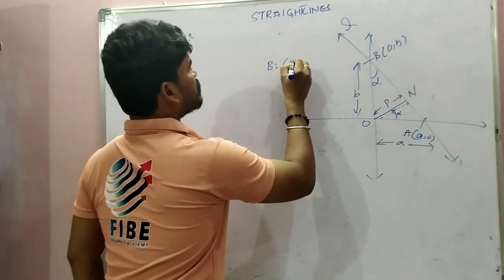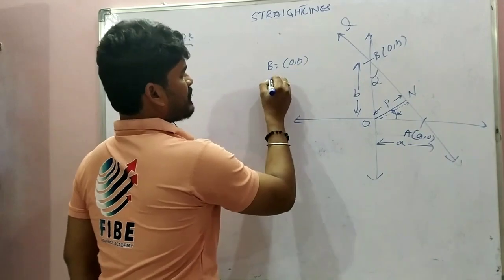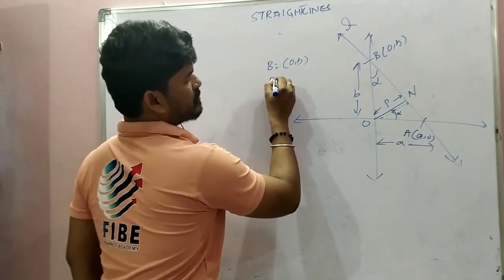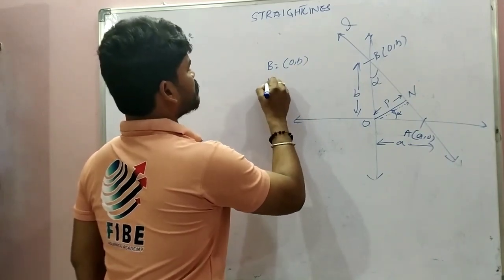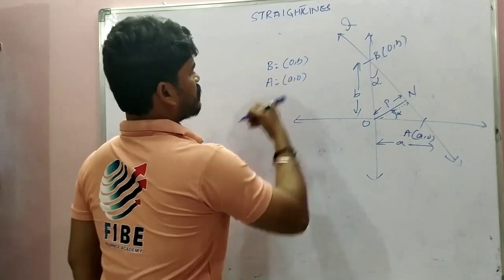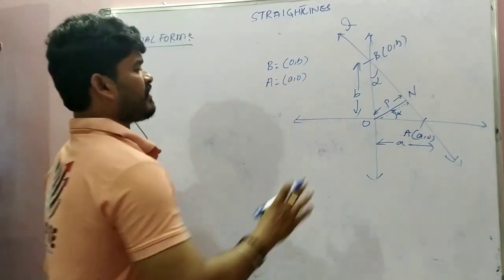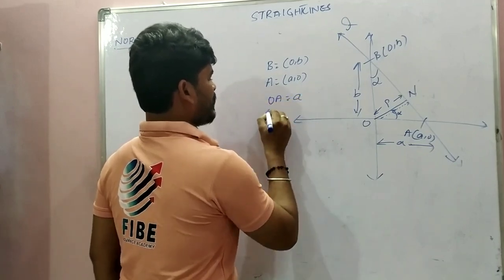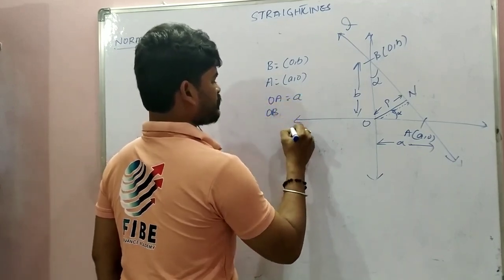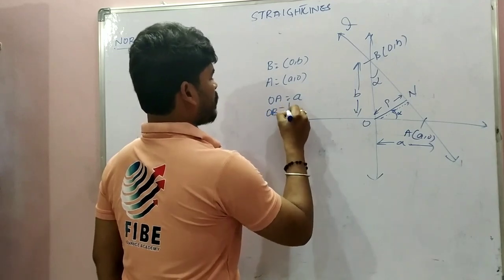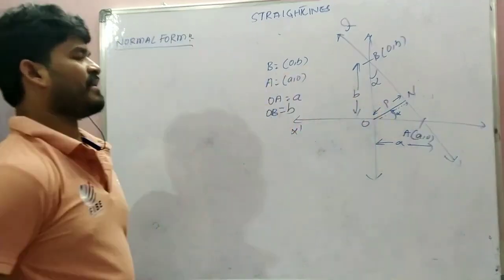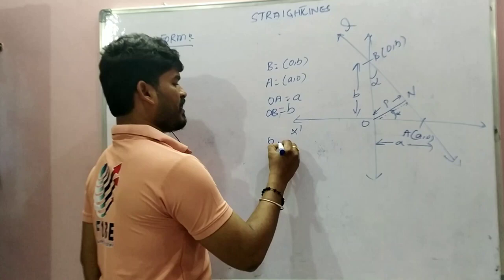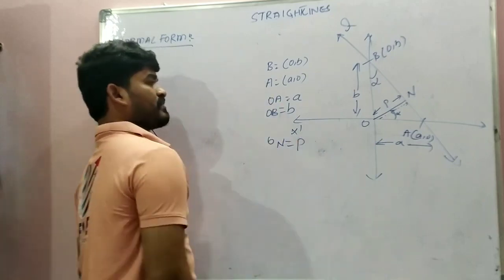Clear? From this diagram, B is (0, b), then A is (a, 0). From this diagram, OA equals a. Next, OB equals b. Same way, ON equals p.